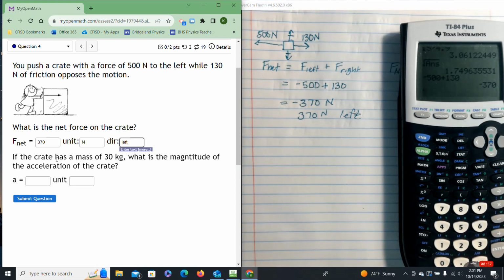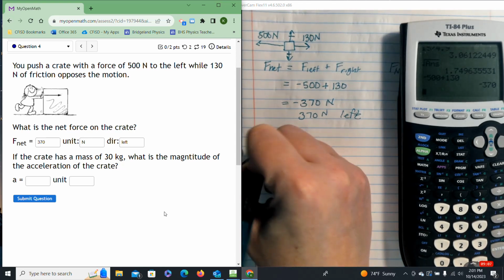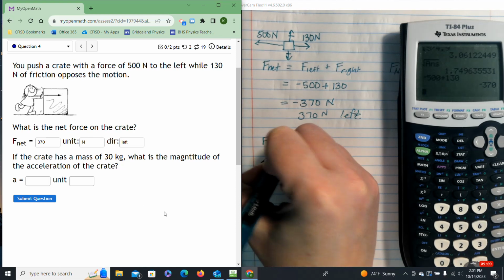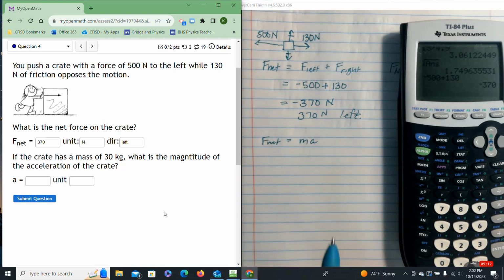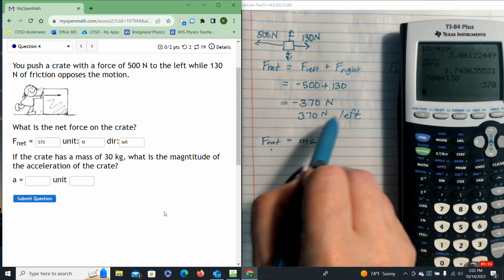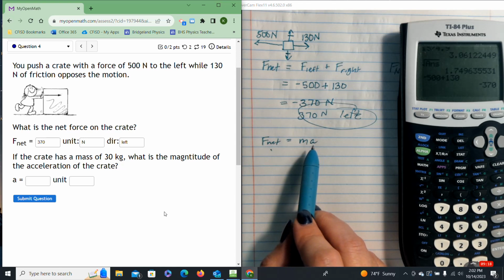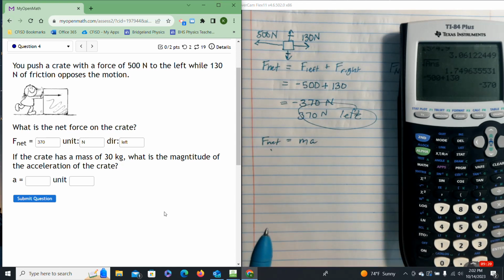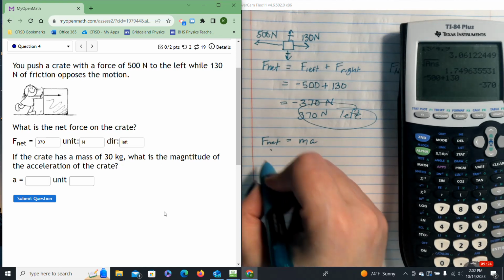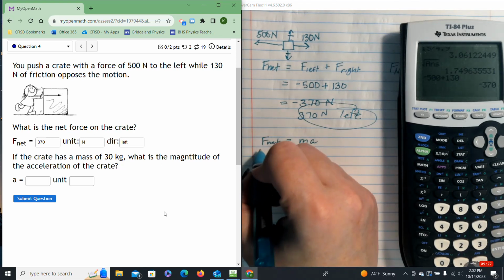The second part of this question says, if the crate has a mass of 30 kilograms, what is the magnitude of the acceleration of the crate? Okay, again, I can solve for acceleration because I have this equation, F net equals m times a. So as long as I know my net force, which I just found, and I know the mass, I can find the acceleration. The mass is, of course, in the second part of the question. It is 30 kilograms. So let's go ahead and plug into my equation.